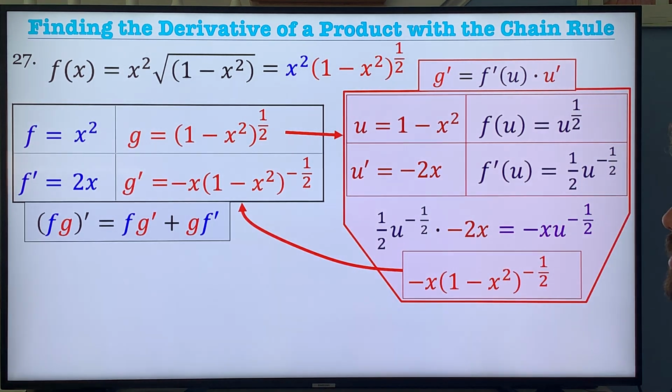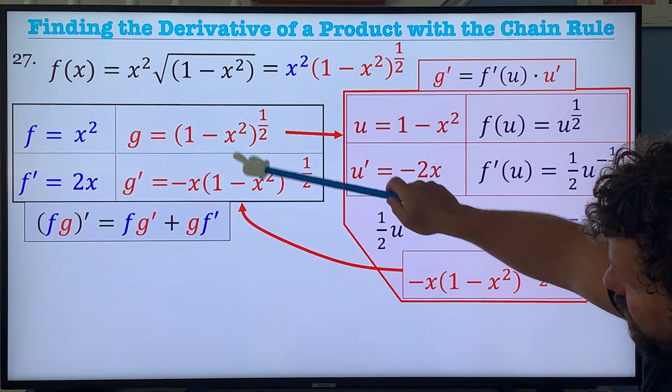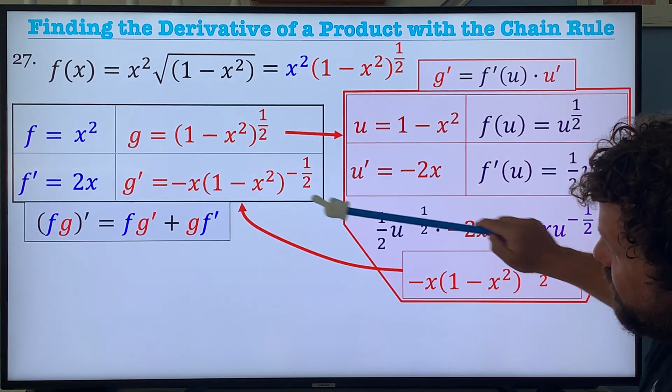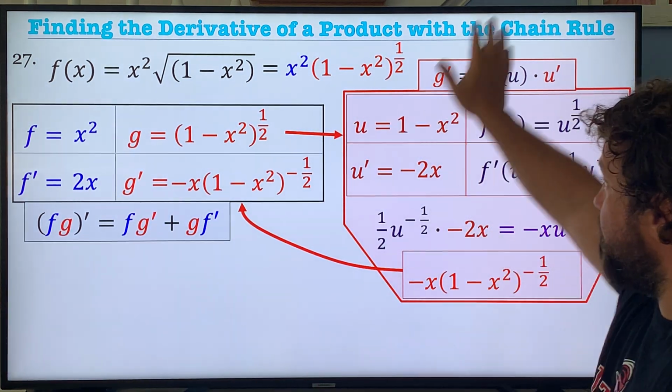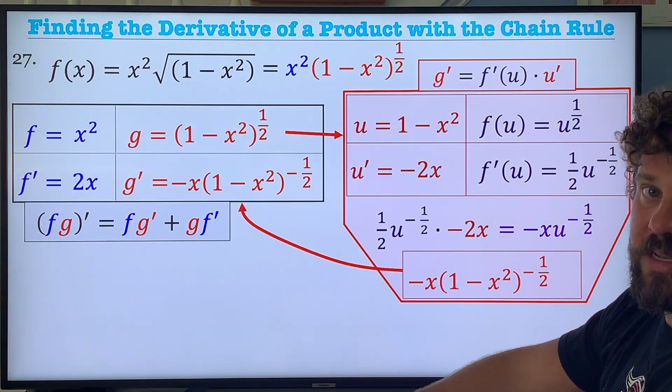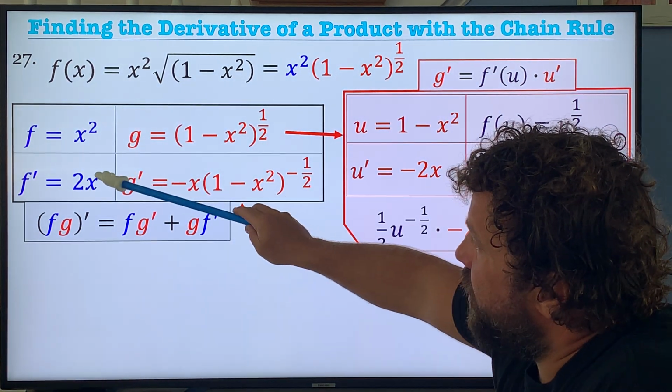All right? So I use the chain rule right here to find g prime. I know what f prime is. To find g prime, though, I have to use my chain rule. Now that I have these four, I don't care about this stuff anymore. That's why I kind of highlighted it. You just use it, and then you lose it.